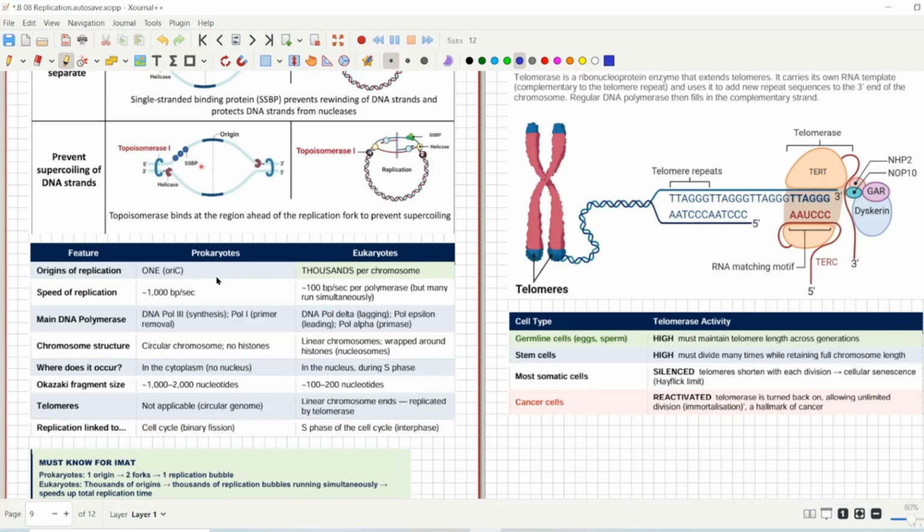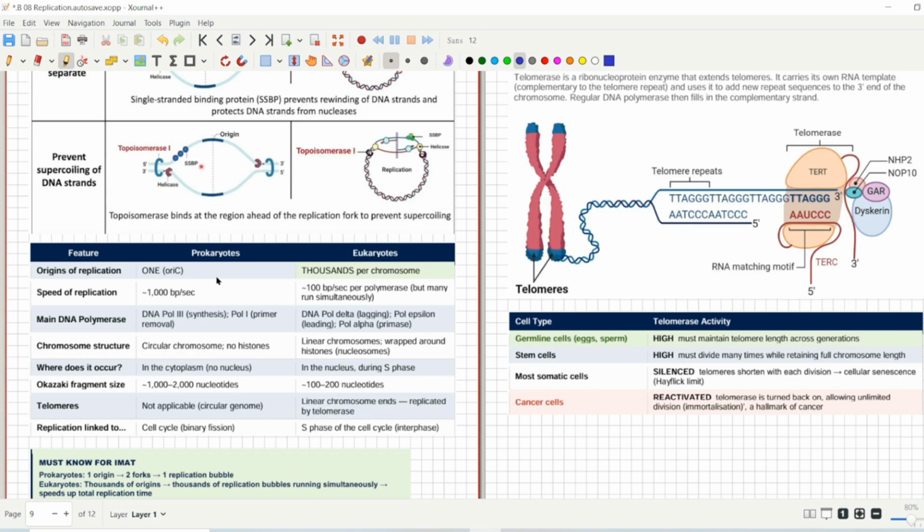We have already talked about Okazaki fragments. Prokaryotes have a fragment size of 1000 to 2000 nucleotides, while eukaryotes have 100 to 200 nucleotides for Okazaki fragments. If we talk about telomeres, we will discuss telomeres in your chromosome chapter in the cell cycle. Eukaryotes contain linear chromosome ends, that's why they have telomeres, while prokaryotes don't even have telomeres, so that is not applicable to prokaryotes. If we talk about replication, then the replication is linked to the cell cycle.